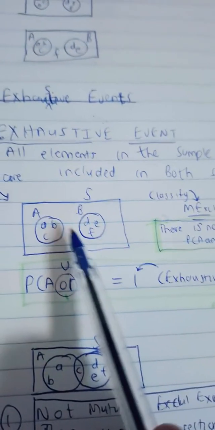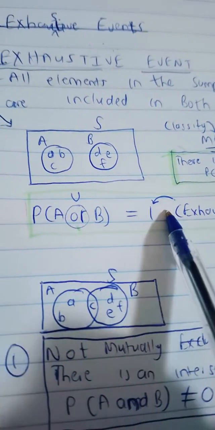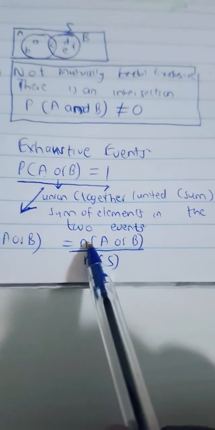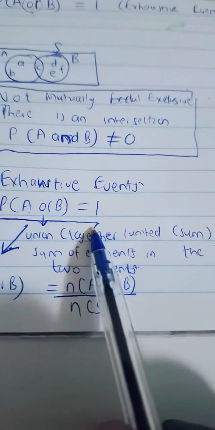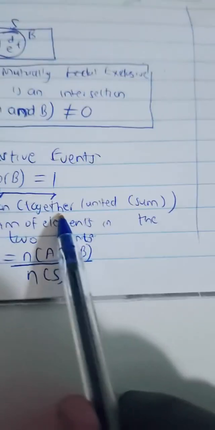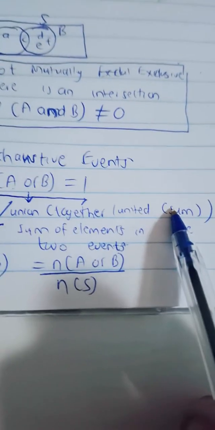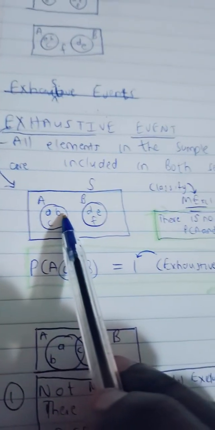Right? So let's come here. Right? We had declared and concluded that this is an exhaustive event because the probability of A or B is equal to 1. Let's check if it actually is equal to 1. What is the number of elements of A or B? Remember, what did we say the or means? It means the union. What does union mean? It means together, the sum of elements in the 2 events. So let's look at the elements in the 2 events.